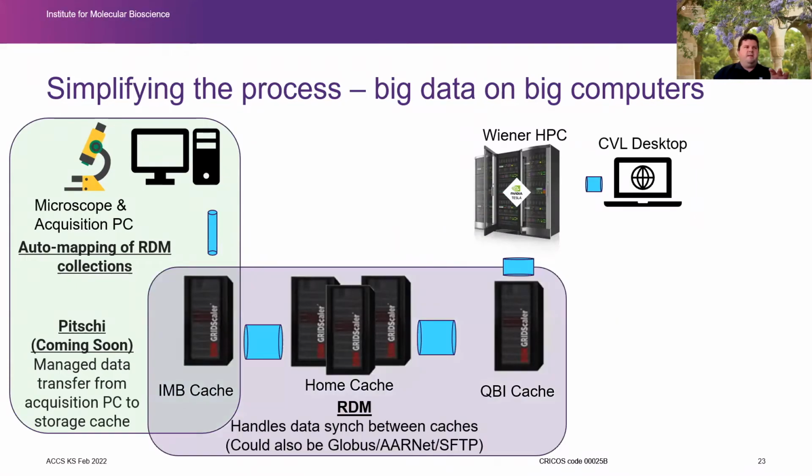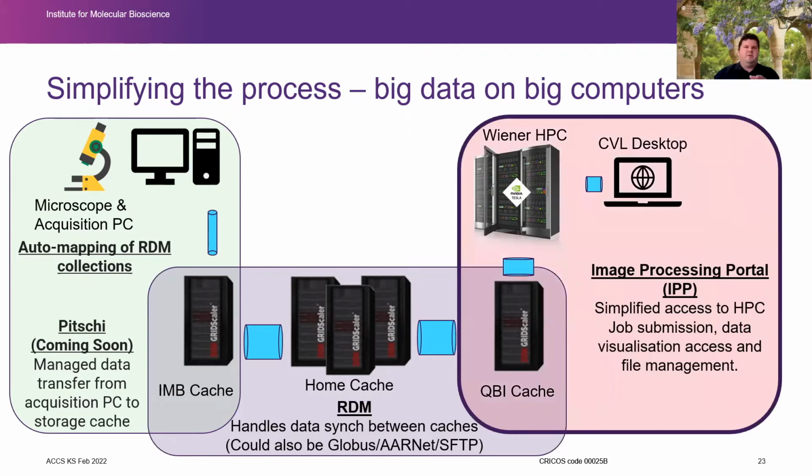The RDM layer handles the movement of storage from one cache to the other, meaning that it's going to move the data from the close acquisition PC computer. Now it's going to be available close to the HPC, and it keeps it all synchronized. But that data layer could also be managed and moved by other tools like Globus or RNet or SFTP.